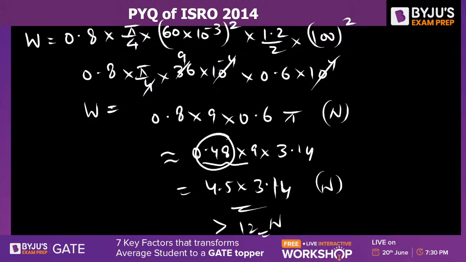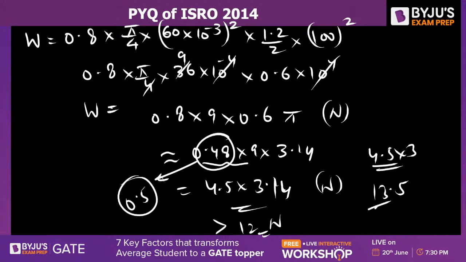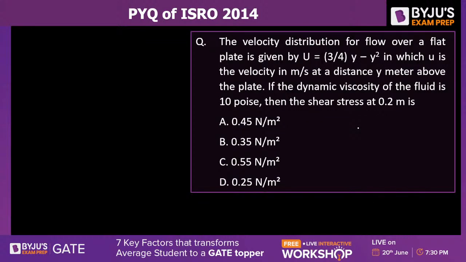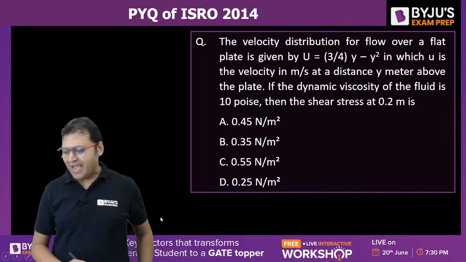We can call this 0.48 can be taken as 0.5 something. We can take it as 0.5 to keep our calculation simple, so 0.5 into 9 into 3. 4.5 into 3, 13.5. So it is around 4.5 into 3. It is 13.5. All right. So let us move to the next one, close to 13. Well done. That is how you can simplify your calculation.